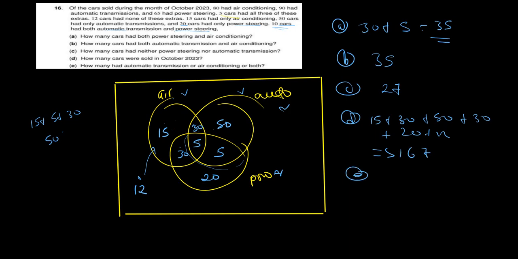So for E, how many had automatic transmission or air conditioning, or both? Alright, so what you do is you get everything from how many had automatic transmission or air conditioning, or both. The word or is addition. So for automatic we list the elements: 30 plus 50 plus 5 plus 5 plus 30 plus 20, like that. So that will give me 135, like that. So you end like that.